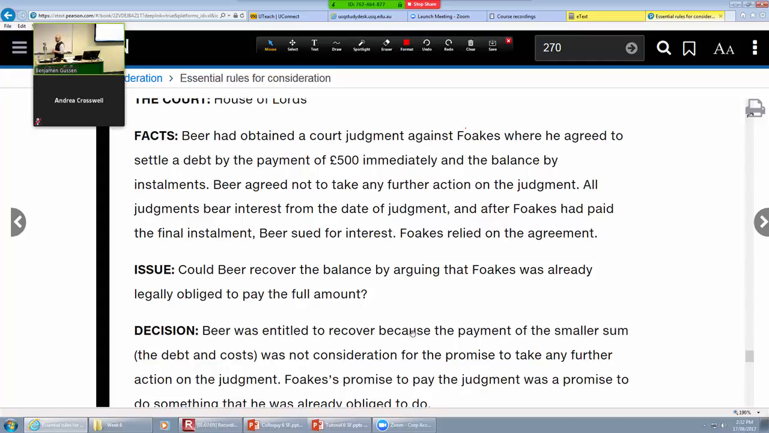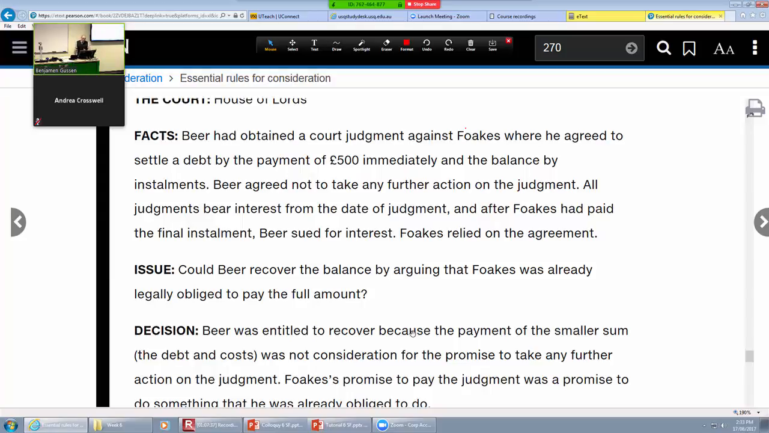So there's debt between these parties. Okay, they ended up going to court, and the judgment was that you have to pay £500 immediately and then the balance by installments. What's the problem? Beer agreed not to take any further action on the judgment, so he's going to wait for that installment. Okay. All judgments bear interest from the date of judgment. So you don't have to only pay the installments on the original debt, but you have also to pay interest.